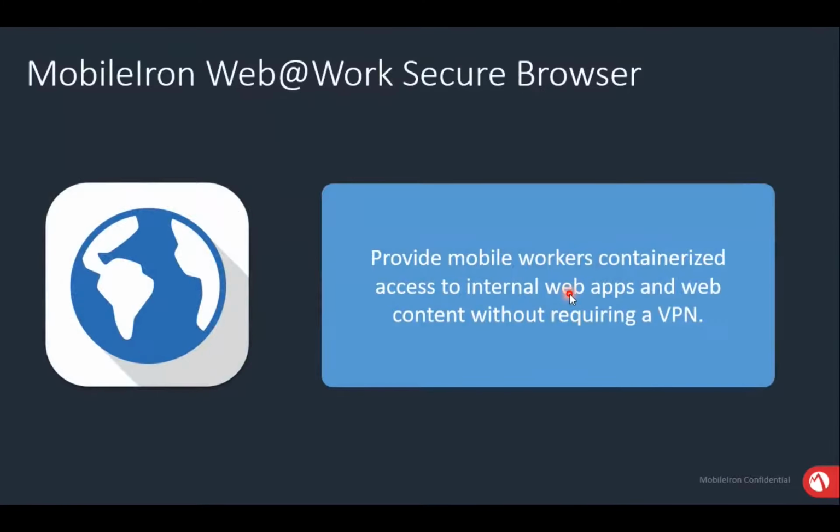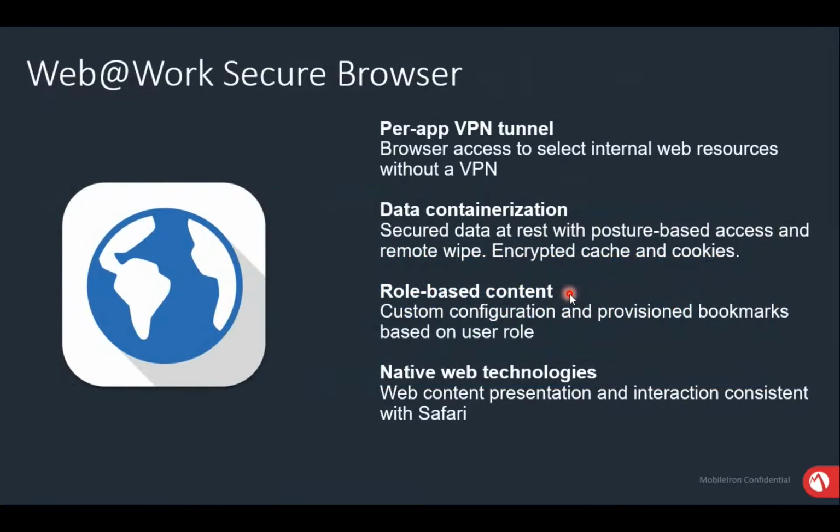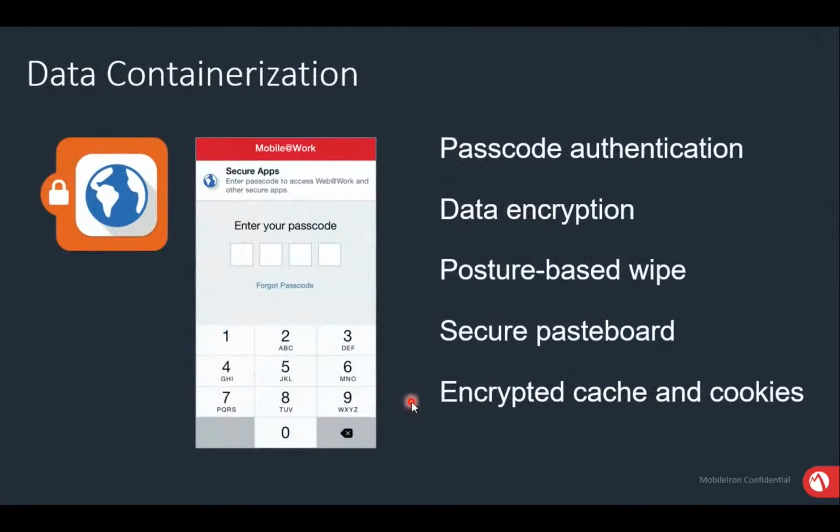Web at Work is a secure browser from the mobile arena. It's like Chrome or Safari, but for accessing any web-based backend application, you can use Web at Work to connect securely. The reason is that you have a per-app VPN tunnel. For example, if you have multiple applications which require different sets of network configuration, we can have multiple VPN configurations pushed to work for each application. And you have data containerization, and role-based content based on the role or the LDAP group. You can push the configurations, and you have native web technologies. And you can also have a secure passcode for opening Web at Work.